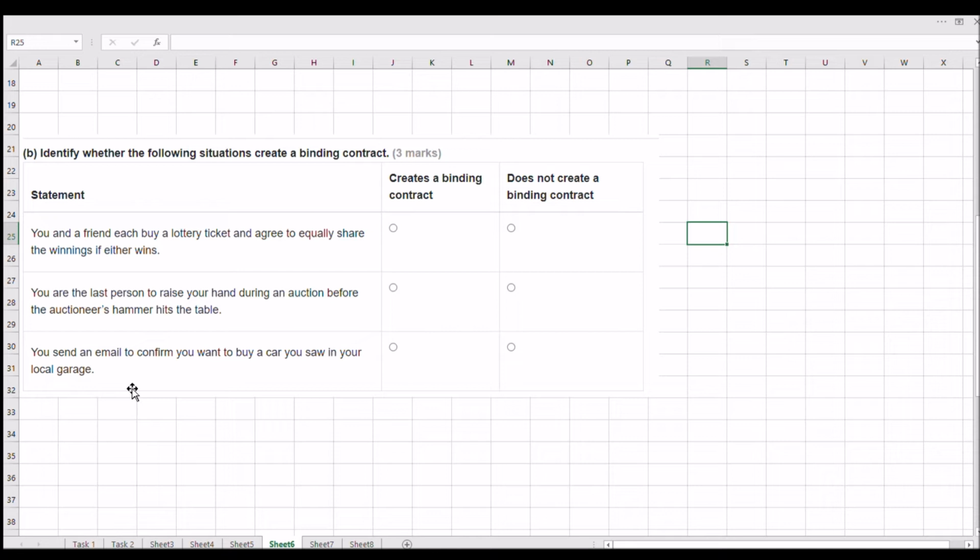So has the local garage made an offer? They've put together a price, but this is what's known as an invitation to treat. What they've done is invited you to make an offer to them, but they haven't actually accepted it. So this is where you have prices, let's say in a shop, and the prices are all out on the shelves. That's an invitation to treat. The actual offer and acceptance only happens at the till.